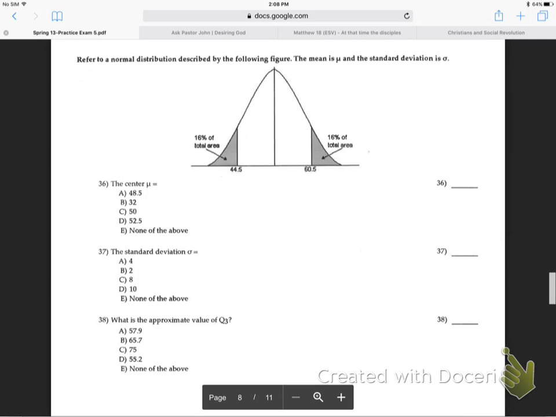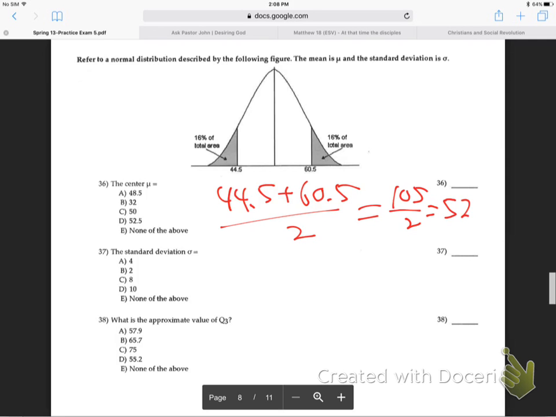Add them and divide by 2. The average, right? Exactly. So 44.5 plus 60.5 divided by 2 is 105 over 2, which is 52.5. There it is. D. 37. So that really wasn't new. Standard deviation. Let me give you a second.